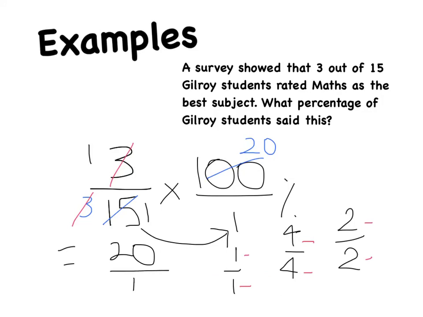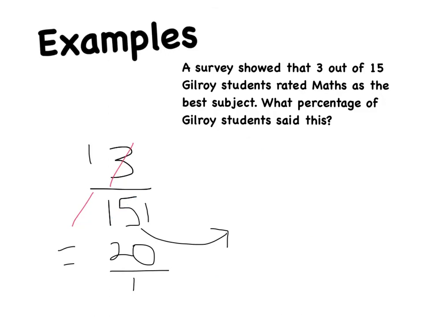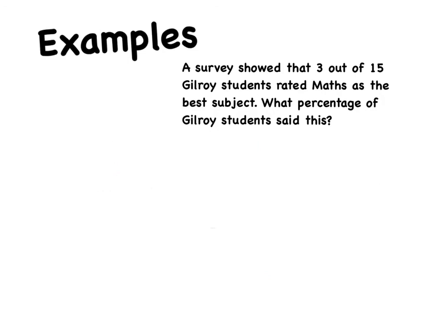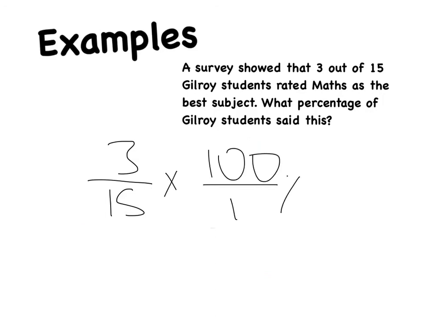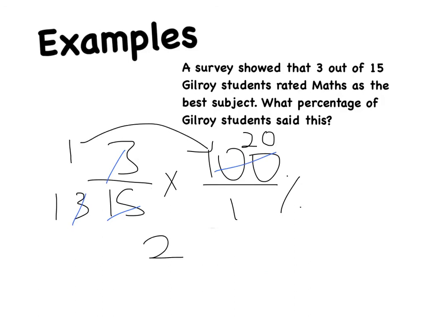Let me just delete all of this. I think I might write this again for you guys, just really briefly, because that got quite messy there with that stuff I couldn't rub out. So I had 3 on 15 multiplied by 100 on 1 as a percent. I cross-simplified and got 3 on 20. I simplified these for the sake of my fraction and got 1 on 1. 1 multiplied by 20 is 20. 1 multiplied by 1 is 1.